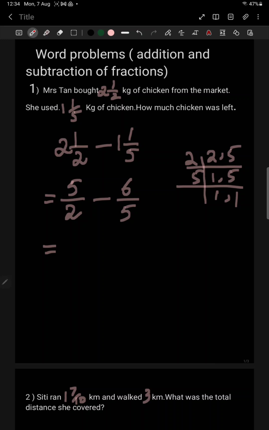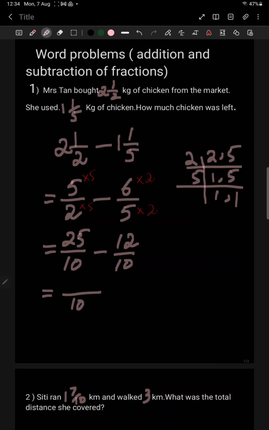So what we will do, multiply the first fraction by 5 to make it 10. 2 5s are 10. Multiply both the denominator and the numerator by 5, and multiply the second fraction by 2 to make the denominator 10. Now the question is 5 5s are 25 over 10 minus 6 2s are 12 over 10. It is easier to subtract now when the denominators are same. We write the same denominator and subtract the numerators. 25 minus 12 will give us 13.